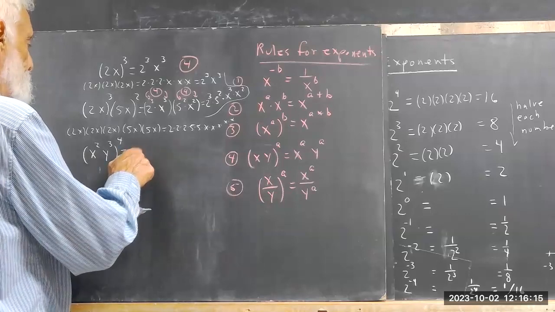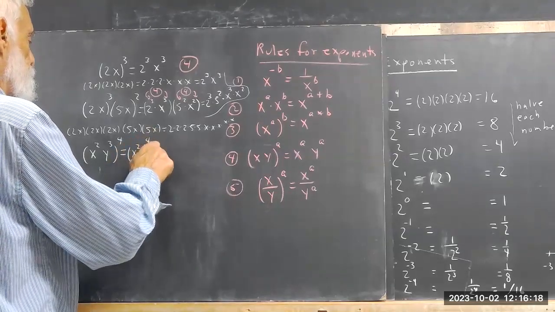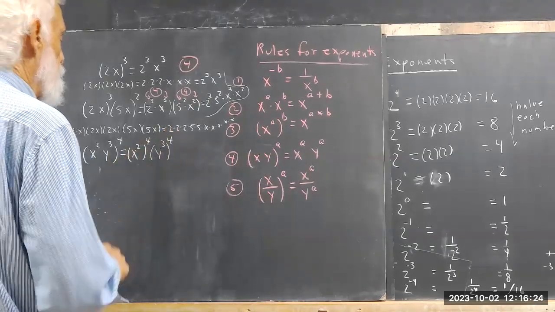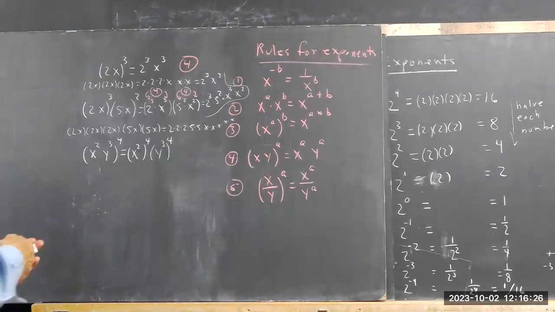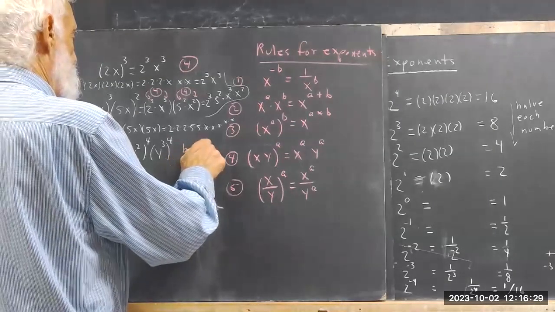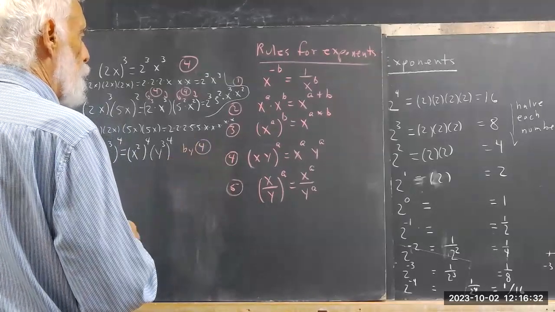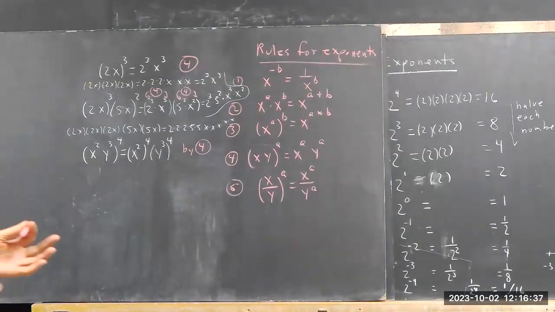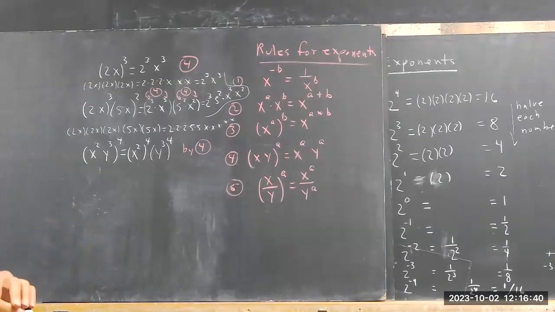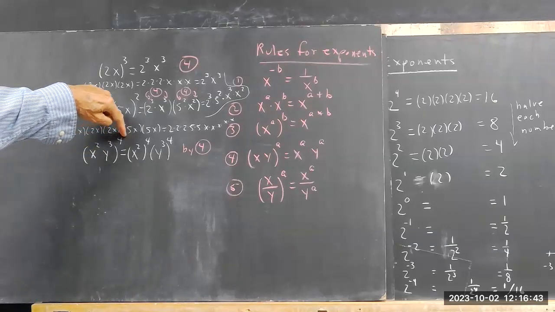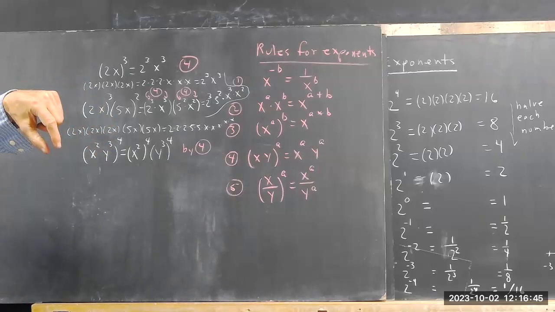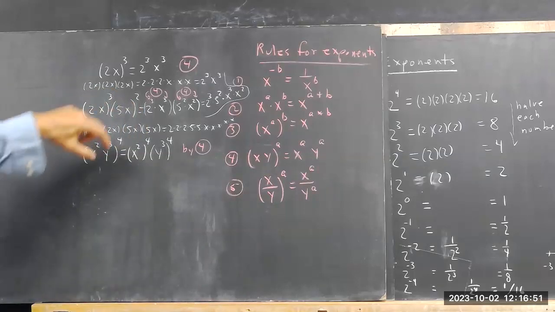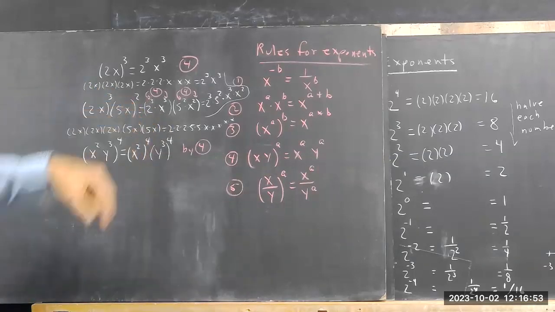So this is x squared to the fourth, y cubed to the fourth. That's my rule 4. That makes sense? Just says when you got a power out here, it applies to every term you have in here. So it's the fourth power of x squared, and the fourth power of y cubed.